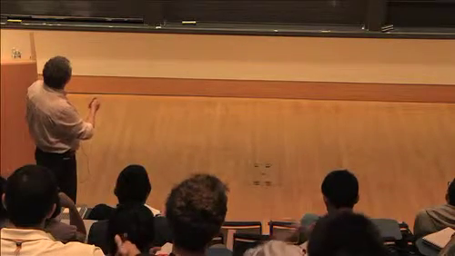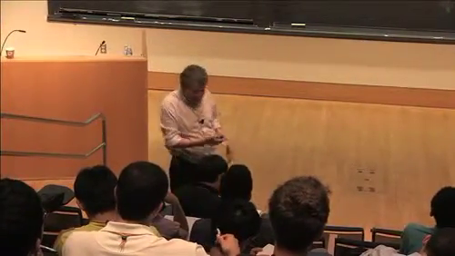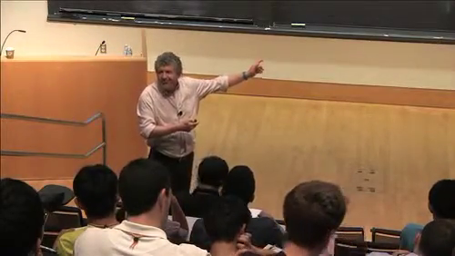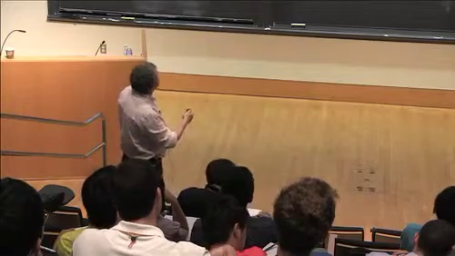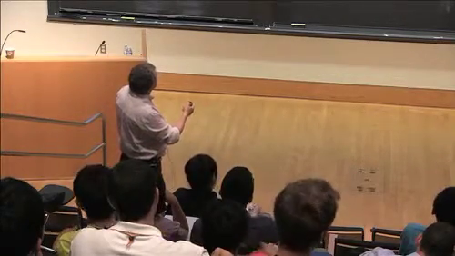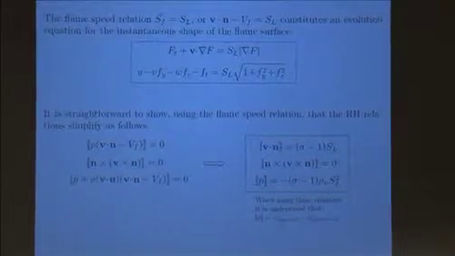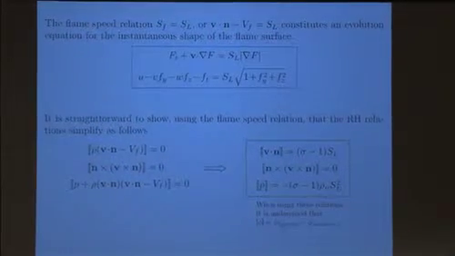Okay, so the first thing that we do when we have a model is test it on some simple problem. And the first problem to test it on is a planar flame, because we already know the solution of a planar flame. But there is one more thing I want to say before I get there. The flame speed relation, which is written here, right? So flame speed is equal to the laminar flame speed. That's an equation that is equivalent to saying where the flame surface is.